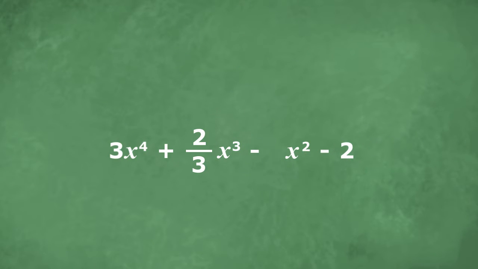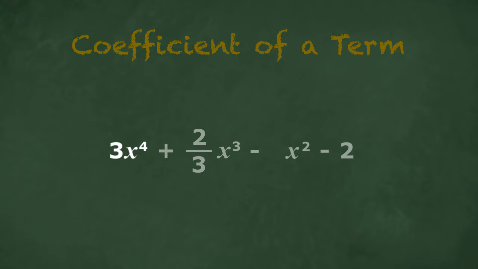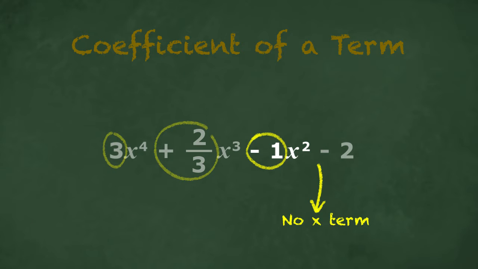Can you see that all terms of this polynomial have a number in front of them? We call them the coefficient of the term. Look at the number in front of x to the power 4. We say that the coefficient of x to the power 4 is 3. Likewise, 2/3 is the coefficient of x cubed. The coefficient of x squared is -1. There is no x term in the polynomial. The coefficient of x is 0.